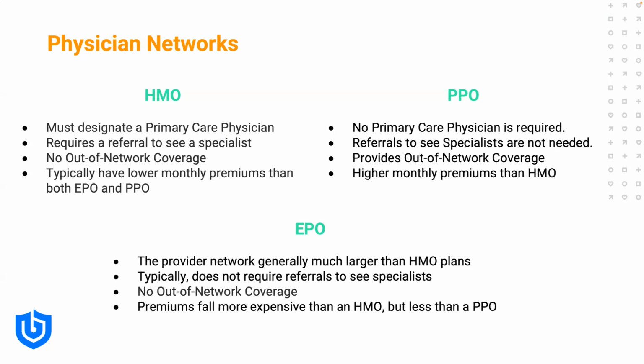However, like an HMO, you cannot see physicians outside of the contracted network. It does not provide any out-of-network coverage. This type of plan usually has premiums that are more expensive than an HMO, but less expensive than PPOs. EPO plans combine the flexibility of PPO plans with the more stringent requirements of HMOs at a price point that falls between the two.